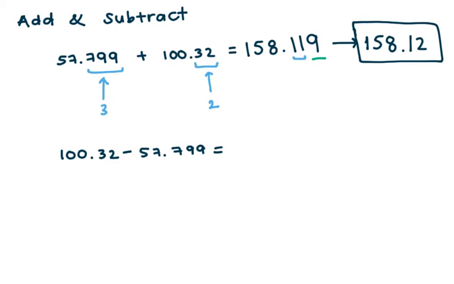Okay, so now we're going to look at the next example, which is 100.32 minus 57.799, and that's going to give us 42.521. And you're going to use the same process. So here you have 2 sig figs. Here you have 3 sig figs. So in my answer, I only want 2 sig figs. The final number is 1. So that's going to give you 42.52.